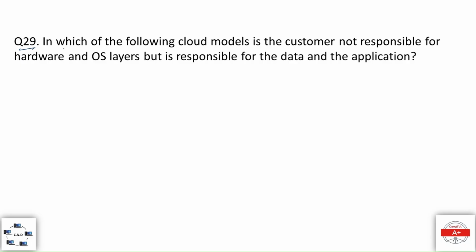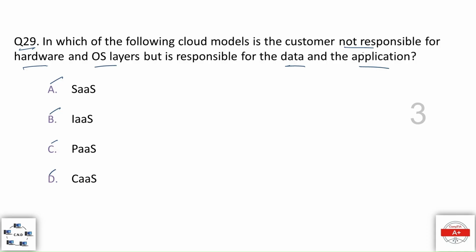Question number 29. In which of the following cloud models is the customer not responsible for hardware and operating system layer but is responsible for the data as well as the application? And the options are option A, SaaS, that is software as a service, IaaS, that is infrastructure as a service, PaaS, that is platform as a service, and CaaS, I think it is container as a service. And the correct option is PaaS, that is platform as a service.